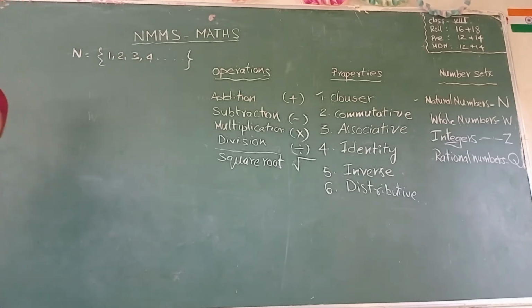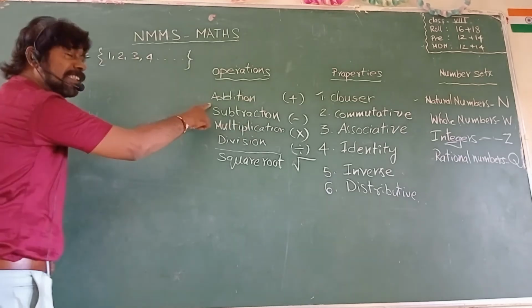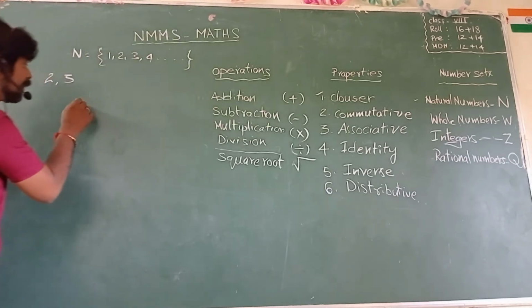So one by one we will see now. Suppose I am taking 2 numbers from the set of natural numbers. I am taking simply 2 and 3. 2 numbers taking. So the first operation is addition.